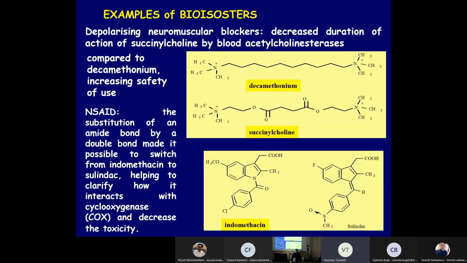Second example, indomethacin. You see here on your left, indomethacin is one of the most potent anti-inflammatory drugs. But the most potent also means the most toxic, especially on the liver. And the scientists tried to maintain the same activity, but by decreasing the toxicity of this compound.